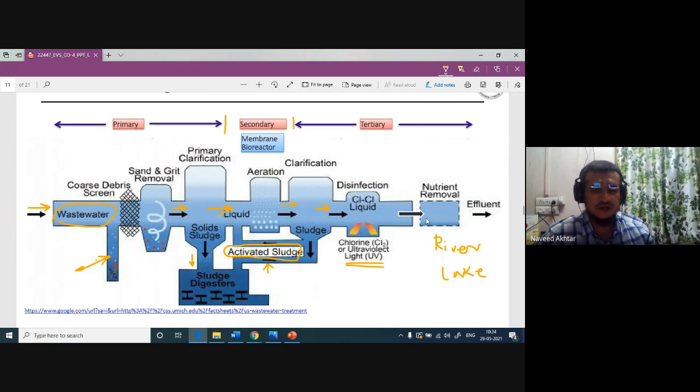This treated sewage water is released as effluent. The treated sewage water is not fully drinkable, but it is not harmful for animals. It is not harmful for the land, and that effluent is discharged to water bodies. The water bodies may be a river, lake, etc. So this process is nothing but the treatment in your sewage treatment plant.